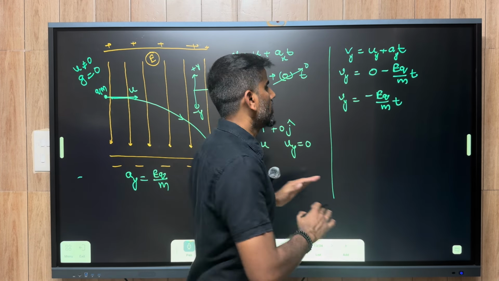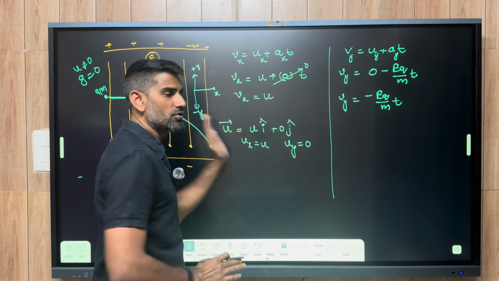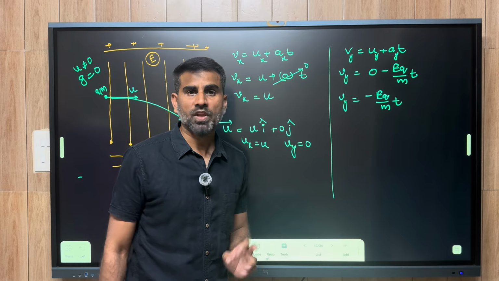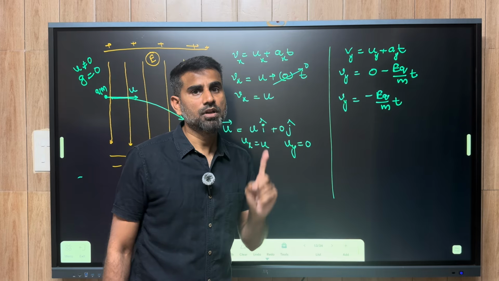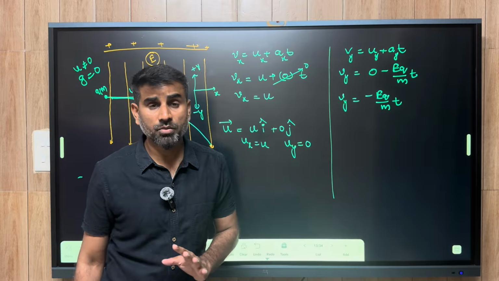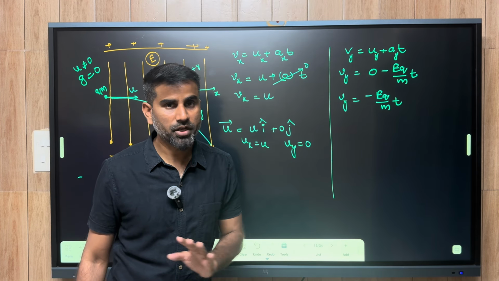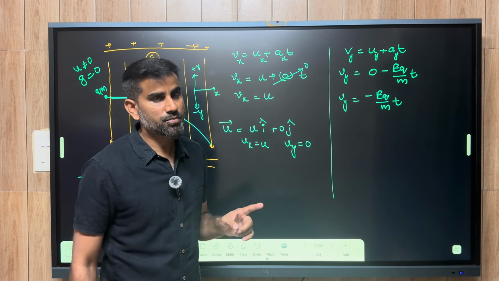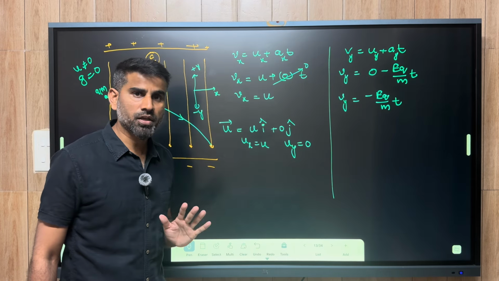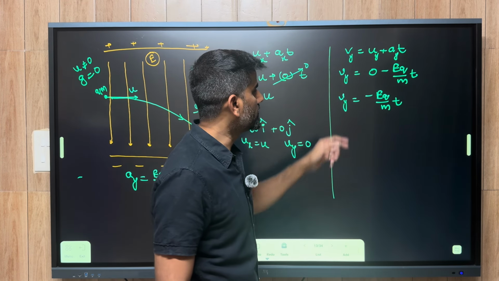This is the logic behind working of all the examples, all the questions based on this concept. The basic key point is that it is a two-step concept: identifying the initial velocity vector or its x and y components, and the acceleration vector or its x and y components, and then using the kinematic equations. Right. So Vy is equal to minus eq by m into t.